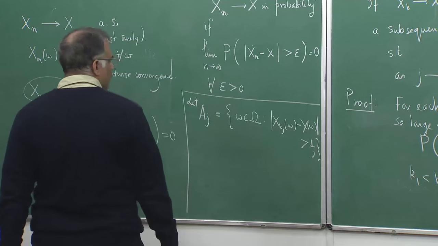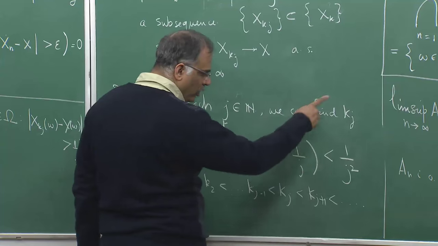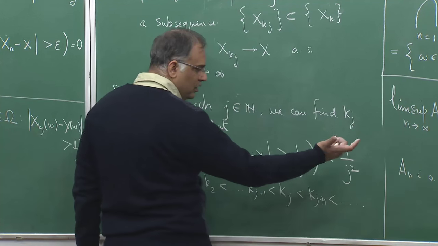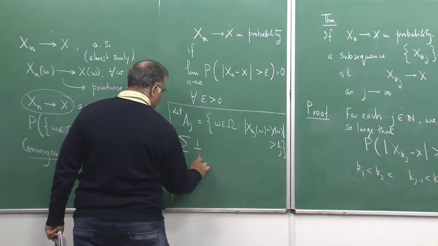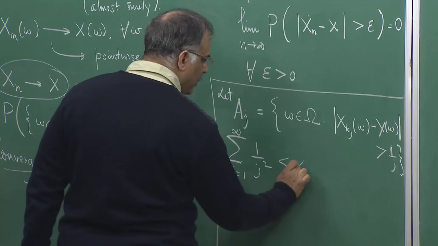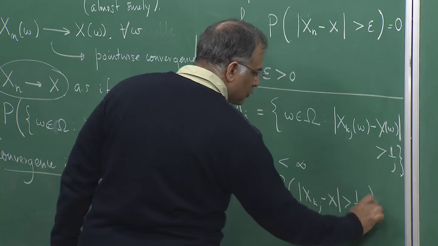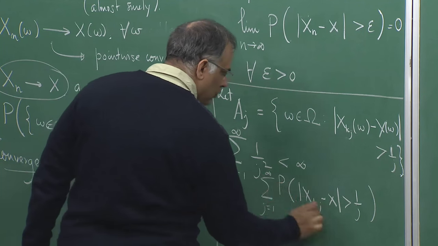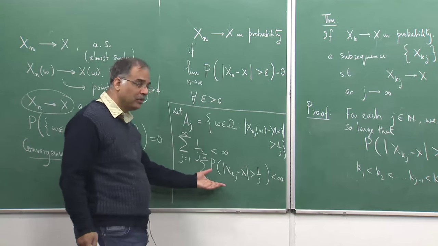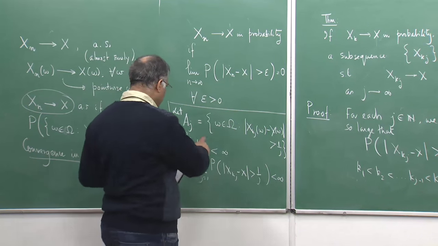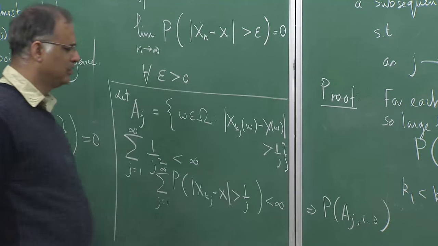Now I know that the probability of each of them is strictly less than 1 by j square. So if I sum it up from j equal to 1 to infinity, the probability is strictly less than infinity, because summation 1 by j square is a convergent series, right. And this is a place where you apply the Borel-Cantelli lemma. So what does the Borel-Cantelli lemma say? That this would imply that the probability of Aj infinitely often is 0.